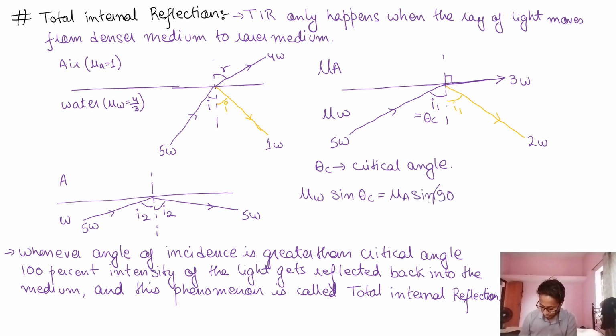Okay, what is the value of sine of 90? 1. So sine theta c is equal to mu of air by mu of water, or refractive index of air by refractive index of water. Or theta c is equal to how much? Sine inverse of refractive index of air divided by refractive index of water, or 1 divided by refractive index of water.